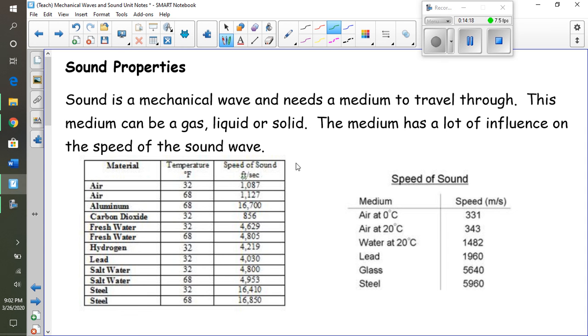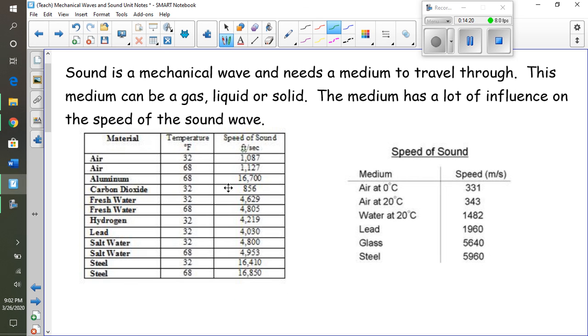Over here we can see a table on the left of various materials, their temperatures, and their speeds. It's kind of an old table, measured in feet per second, but it gets the point across. Traveling through air at 32 degrees Fahrenheit, it's 1,087. If I increase the temperature of the air, it goes faster, because the particles are moving faster, so it's easier for that sound wave to go through them. In aluminum, it's 16,000.